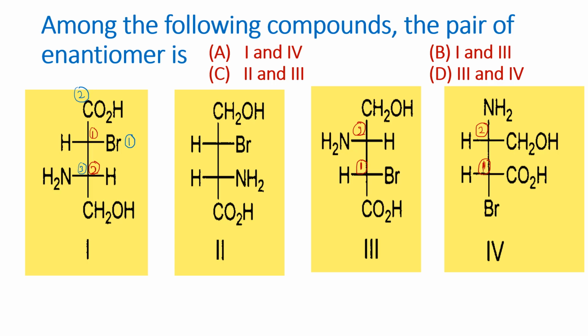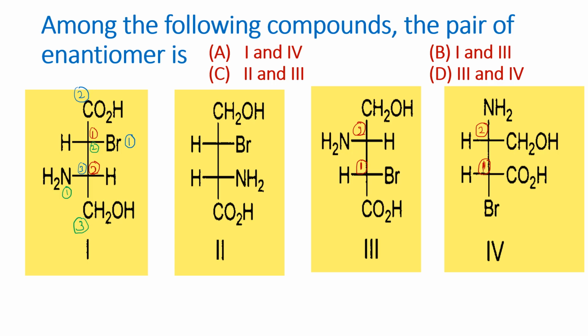Similarly, when we see the next set of carbons, again the first priority will go to the amino group. The second priority will go to the carbon bearing the bromo group, and the third priority will go to the alcoholic group. So once we have assigned this, let us see the direction of the arrow or direction of flow of the numbers.